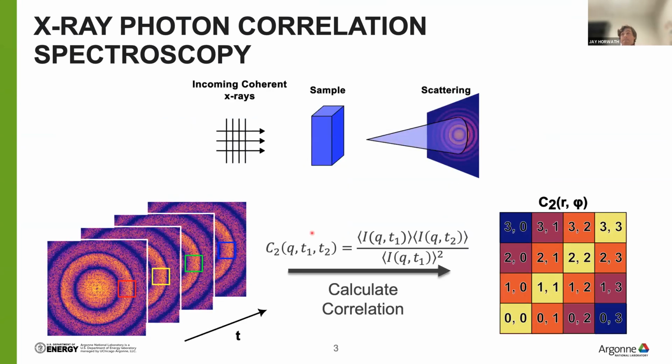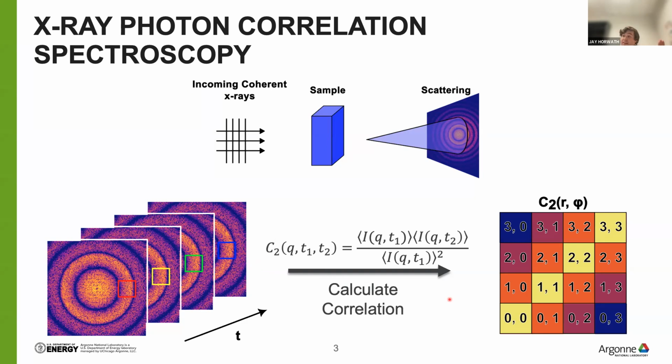And so just to show a little bit how this happens, we collect these scattering patterns in a time-resolved fashion. We can pick one region of the scattering pattern to correlate over time. And something that I'll come back to later is that we can perform these correlations all over the scattering patterns so that we can get different dynamics in different directions, for example. But basically, we perform these correlations of the scattering pattern.